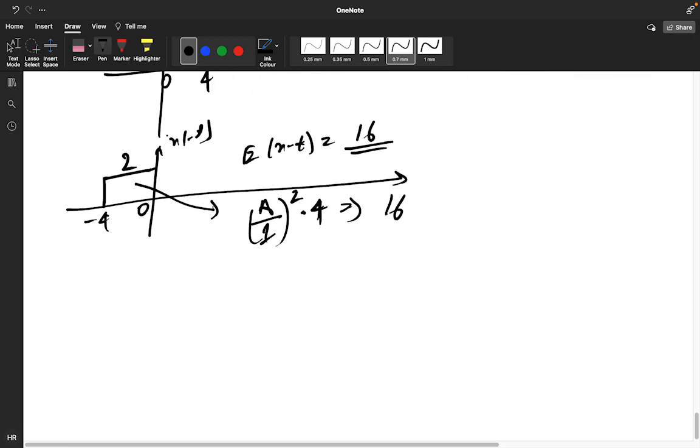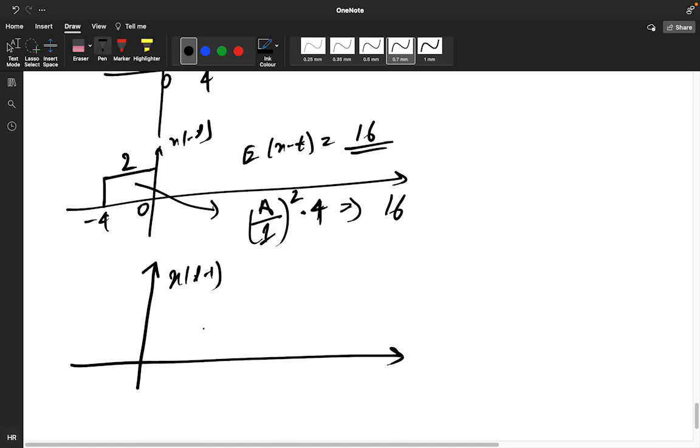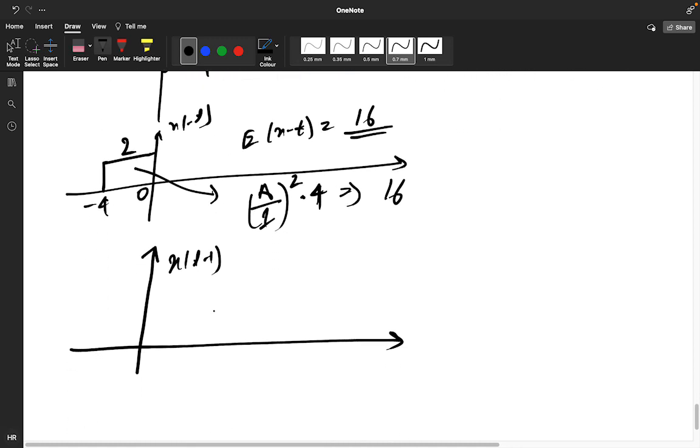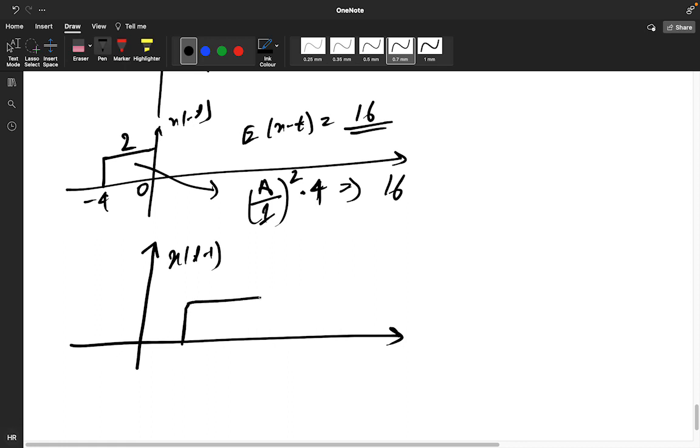And if you shift this particular signal, x of t minus 1, how much will the signal come? 0 will become 1, and 4 will become 5. This is 2, and this is 4. This is 1. So what is the new signal? Amplitude is 2, divided by 1, the whole square.